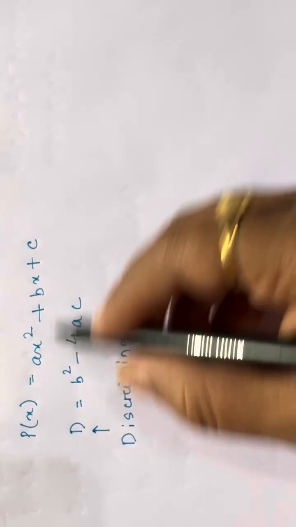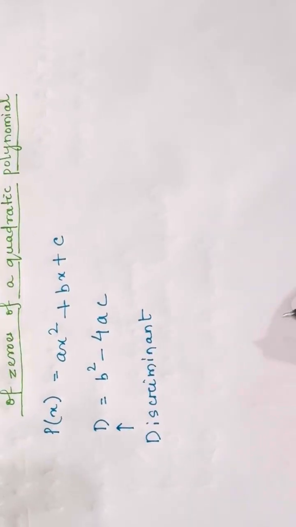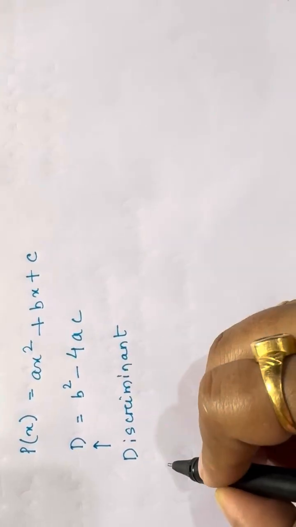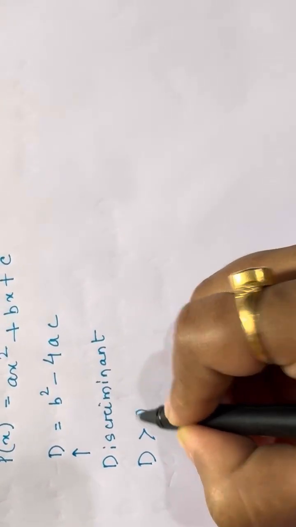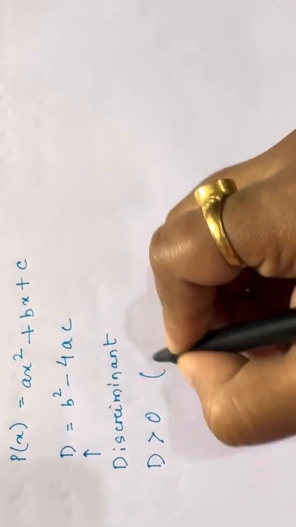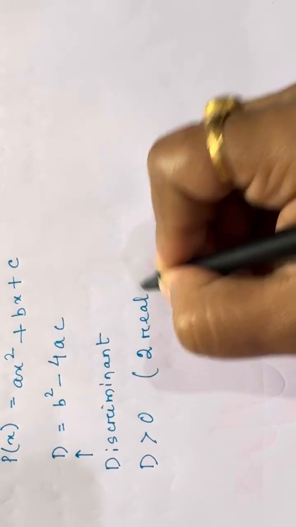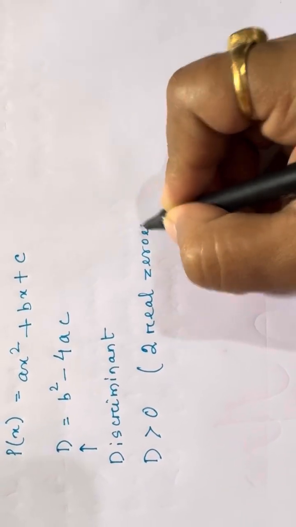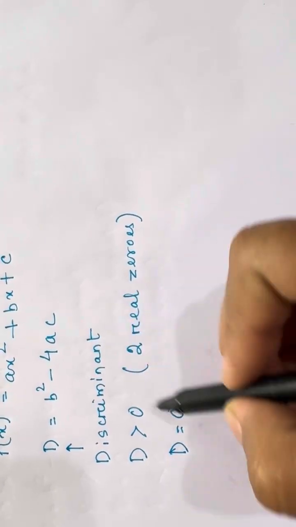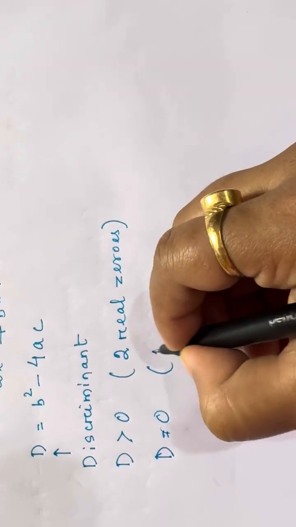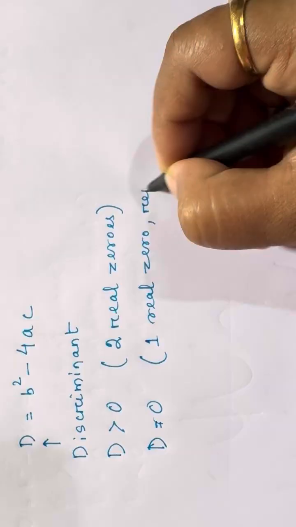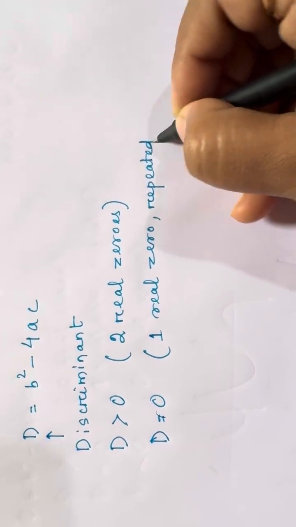So whatever quadratic polynomial you are having, you will calculate the value of D, that is b² - 4ac. If D is greater than 0, then the given polynomial will be having two real zeros. If D is equal to 0, if the value of b² - 4ac is equal to 0, then it will be having one real zero, and that will be repeated. That is the case of two equal zeros actually.